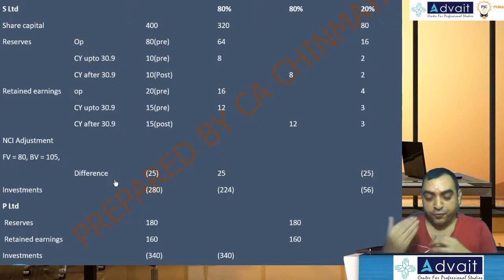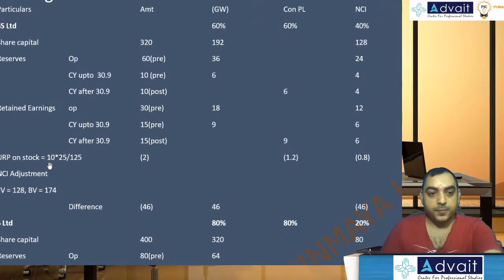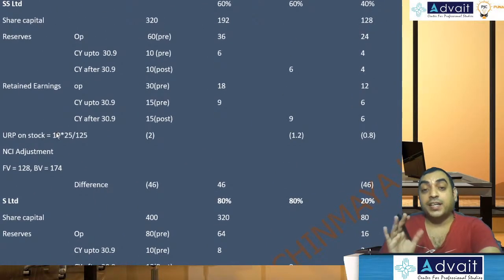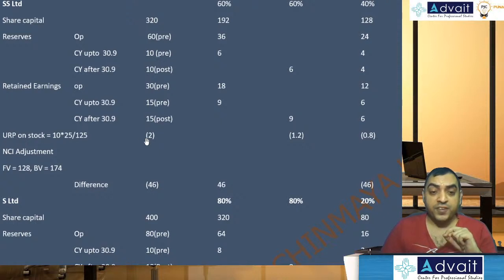Before we go to the next concept, any questions or doubts? Priya is asking about adjustment of URP in case of sale by S Limited. We have taken URP on stock. Sale is not by S Limited. Sale is by SS Limited. Purchased by S Limited, right? Sale is by SS Limited. So we have taken the unrealized profit on SS Limited's sale.